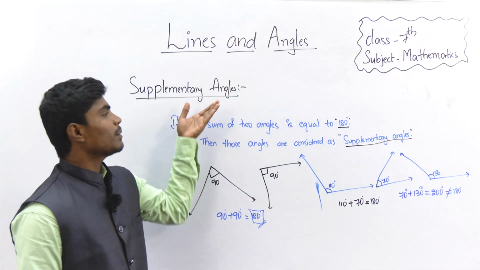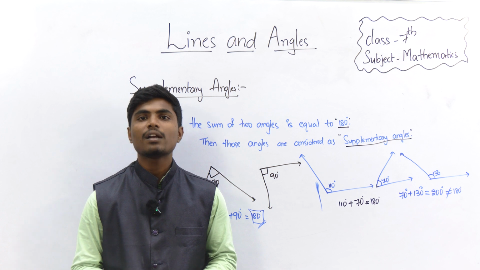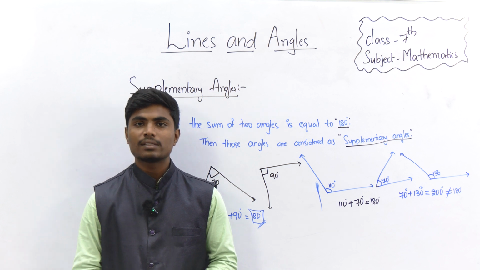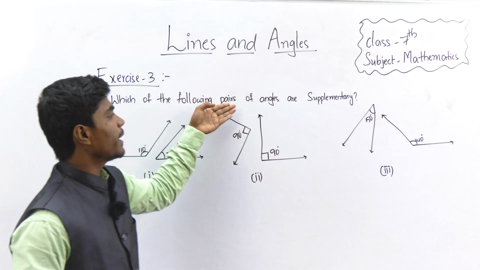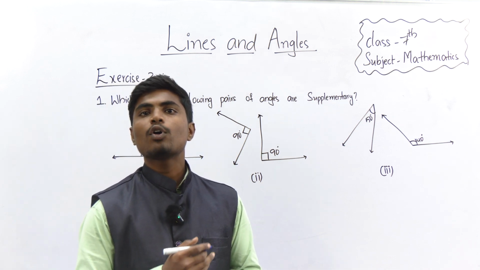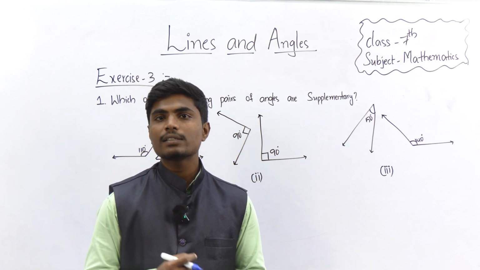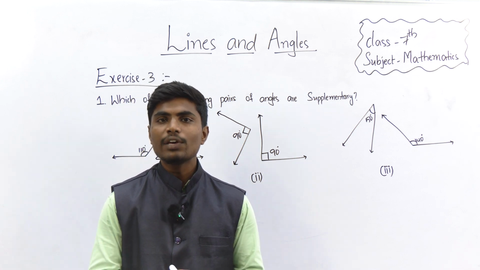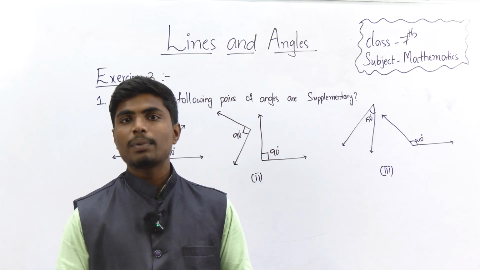What are supplementary angles? If the sum of two angles is equal to 180 degrees, then those angles are called supplementary angles. Now let's move to exercise 3, first problem. Which of the following pairs of angles are supplementary? He gave some pairs of angles, and among these we have to check which pairs are supplementary. To check this, first we have to add the two angles. If the sum is equal to 180 degrees, then those angles are supplementary angles.